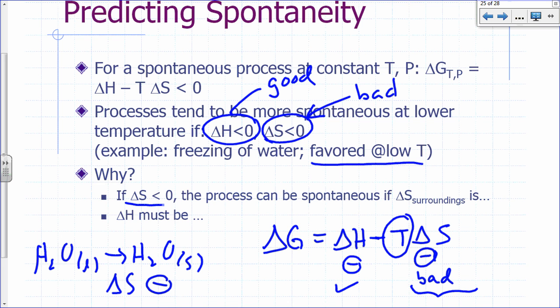So if delta S for the process is negative, that's bad. You have to compensate by putting out more heat to the surroundings to pay for that entropy debt. So delta H has to be negative, and like I said, the way you get a negative delta G is if you lower the temperature. That de-emphasizes the effect of delta S. Now, we're assuming here delta H and delta S are more or less constant with temperature. It's qualitative.